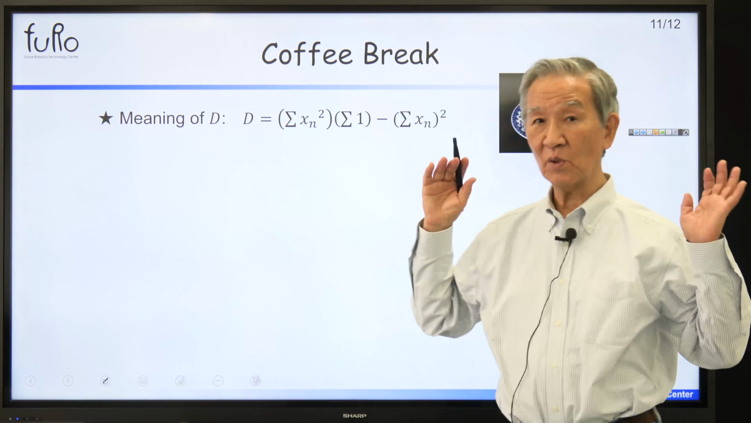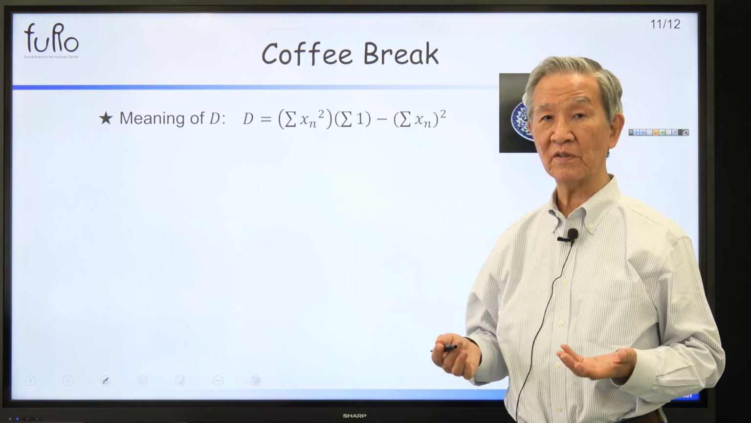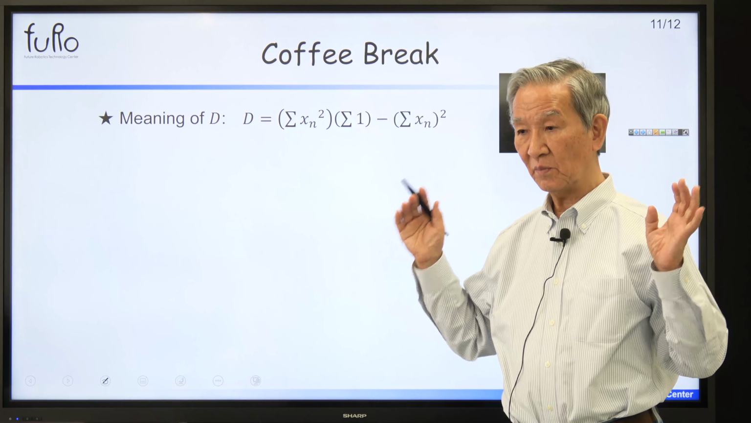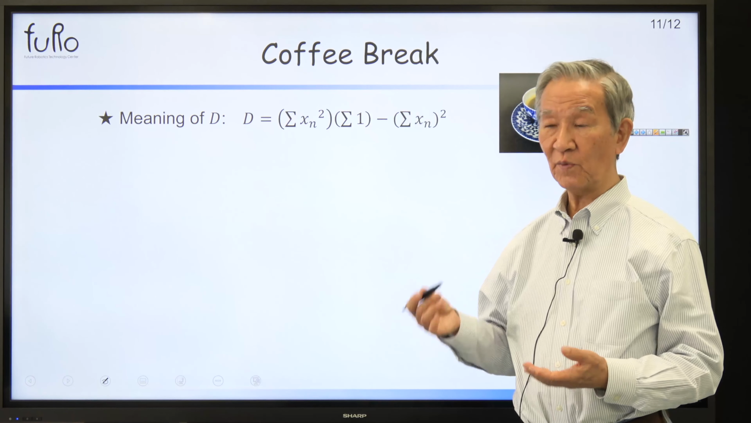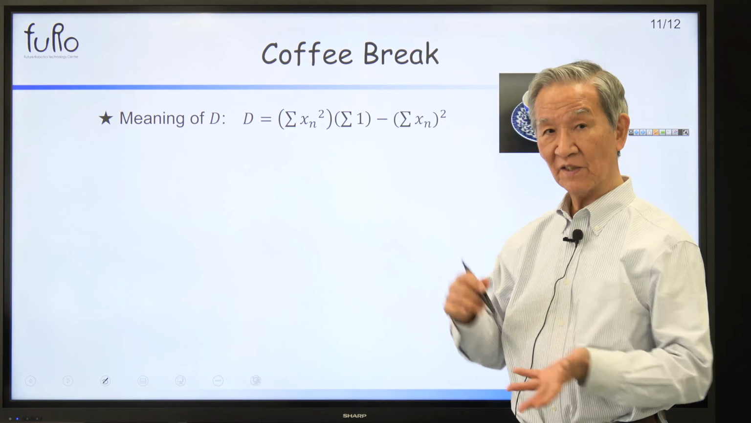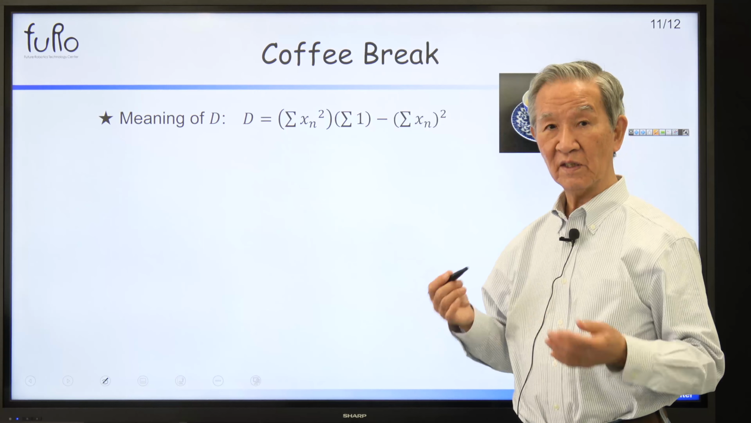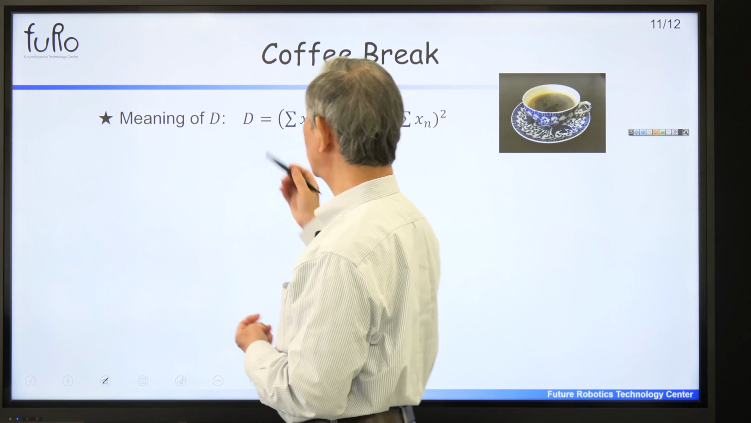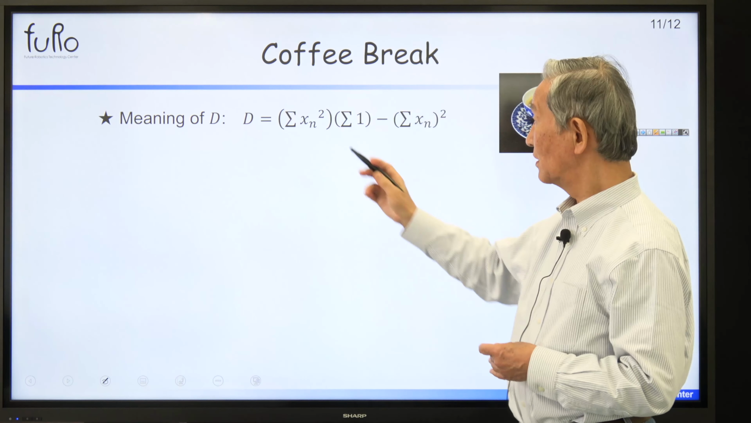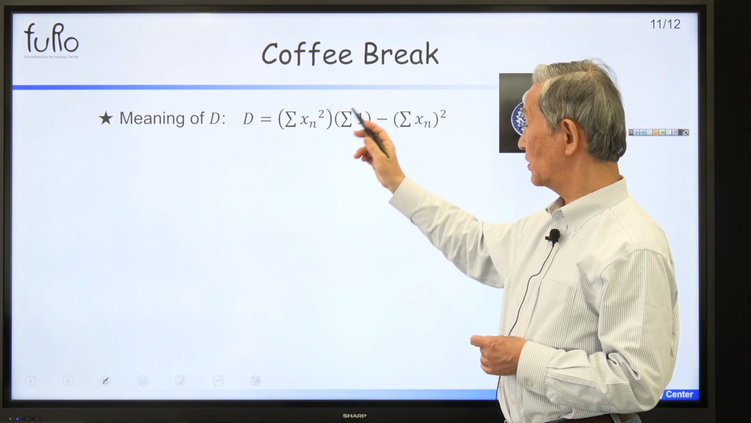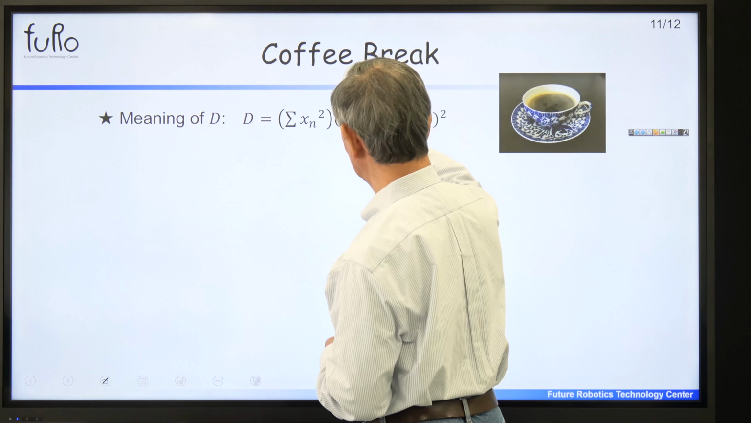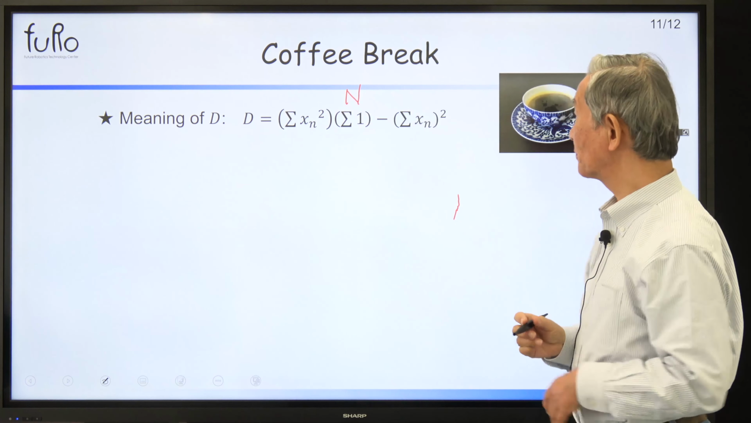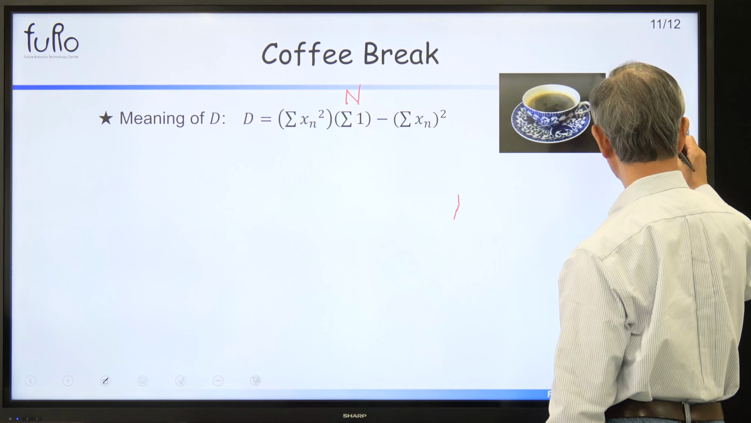So pretty much that's all you need to do with normal equations. Compute the elements which are needed for the normal equation and plug into the normal equation to get the values. Meaning of D, the determinant: this is the summation of x squared times the summation of 1, which is actually the number of data, minus that.